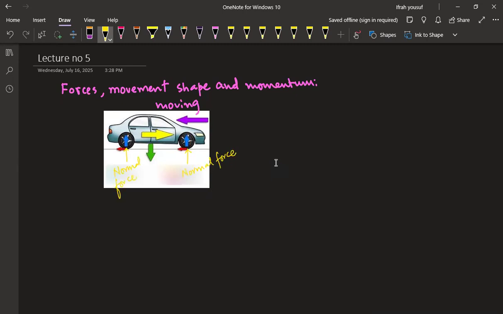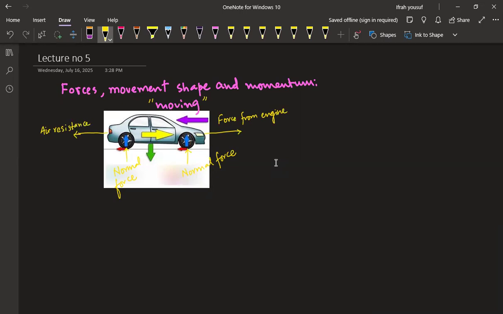And when the car is moving, since I have already highlighted here that it is moving, the force from the engine is in this direction. Force from engine. And the air particles will also strike on it, so they will be in the opposite direction to the motion. So we are going to call it air resistance.